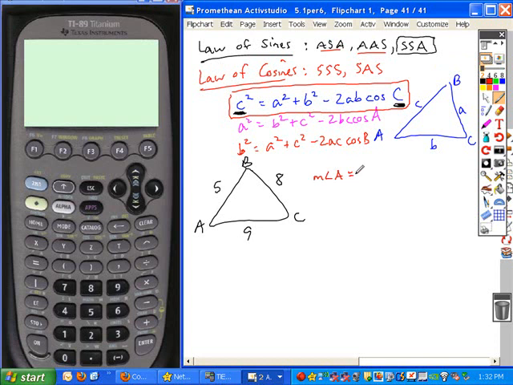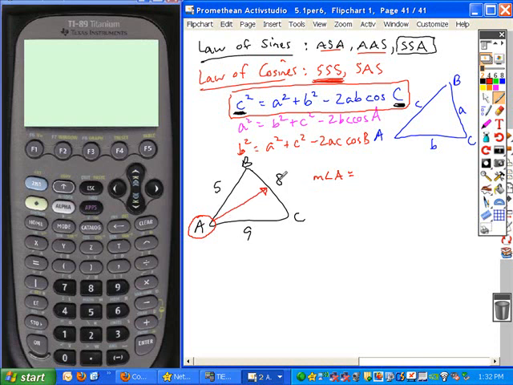Okay, the pattern of information that you're given is SSS, so that means you're going to use the law of cosines. And if A is your unknown, what does that mean we're going to start with? Which side will we start with? So whatever your unknown is, look opposite that. Okay, you're going to start with those 2 pieces of information, and those are going to be on the outer parts of your equation. So it's going to be the very first thing and the very last thing.